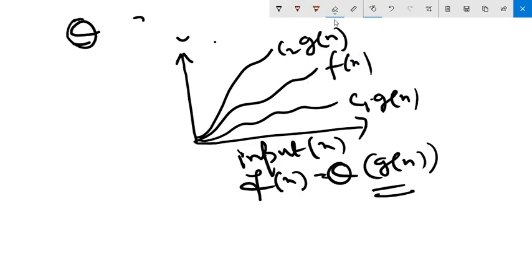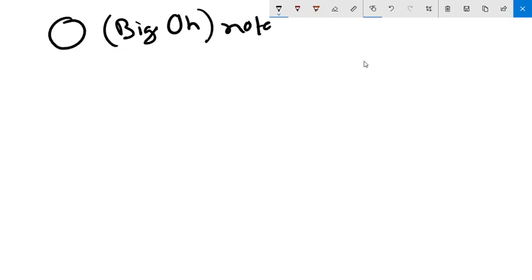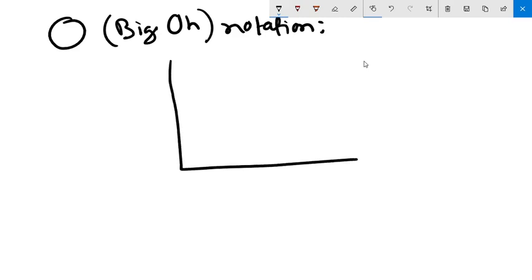So big O notation is called big O. In big O notation, how does the diagram look? Big O notation is basically called the asymptotic upper bound. Big O notation is called asymptotic upper bound.